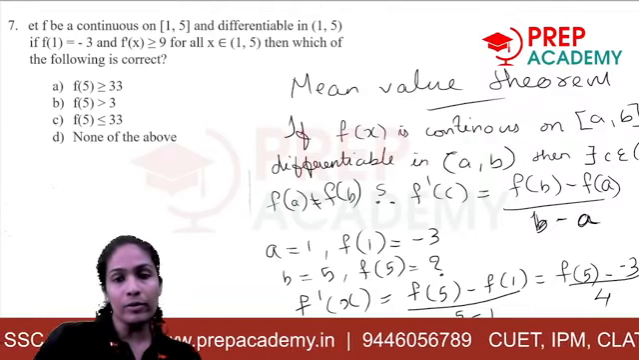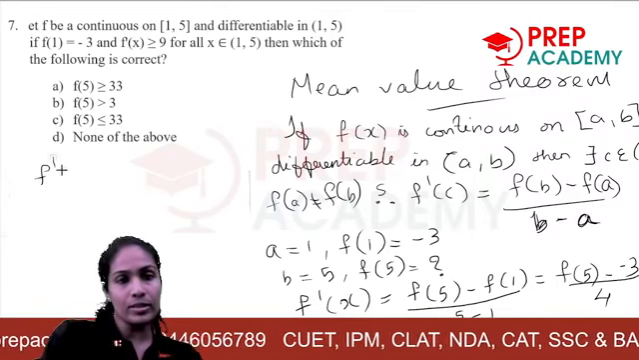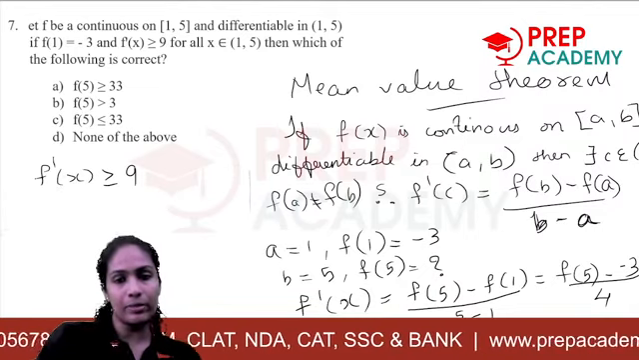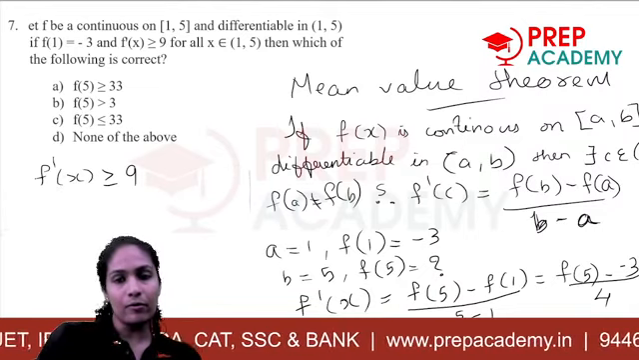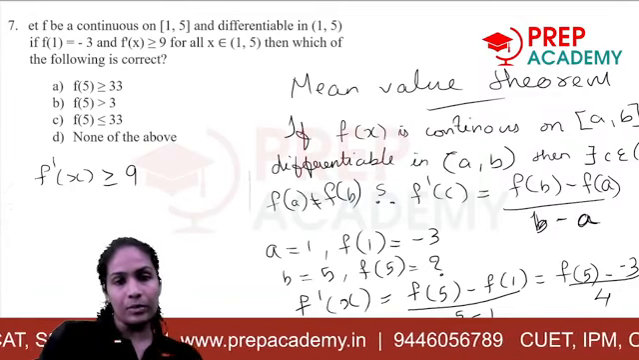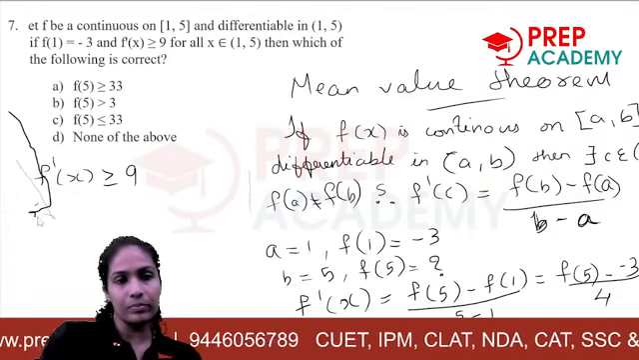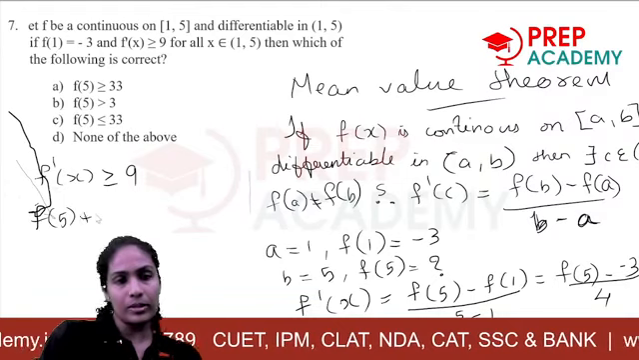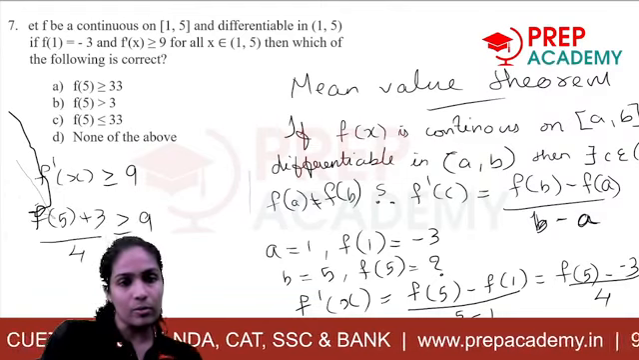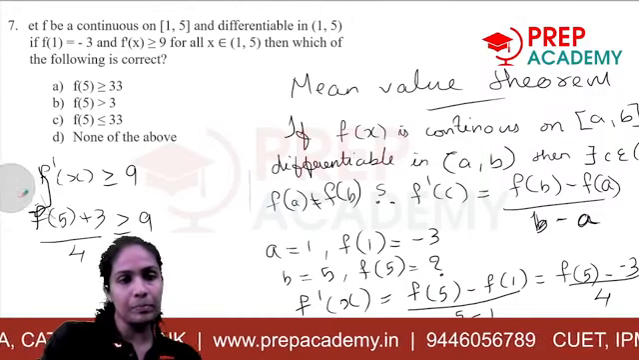But it is also given in the question that f dash of x is greater than or equal to 9. Our f dash of x is (f of 5 plus 3) by 4. So substitute the value of f dash of x: (f of 5 plus 3) by 4 is greater than or equal to 9. This f dash of x is obtained by applying the mean value theorem.